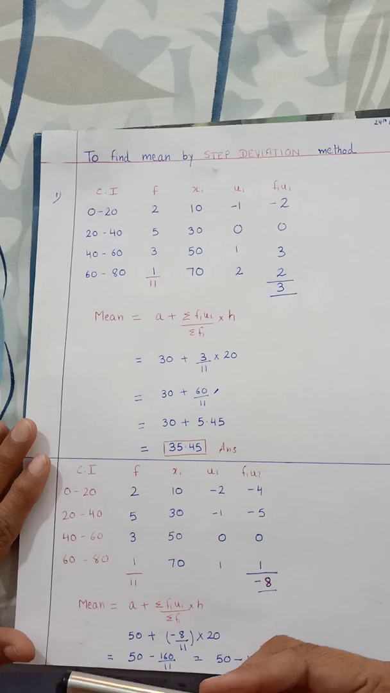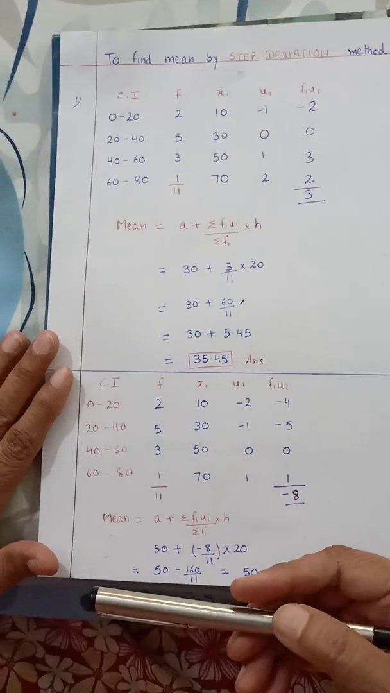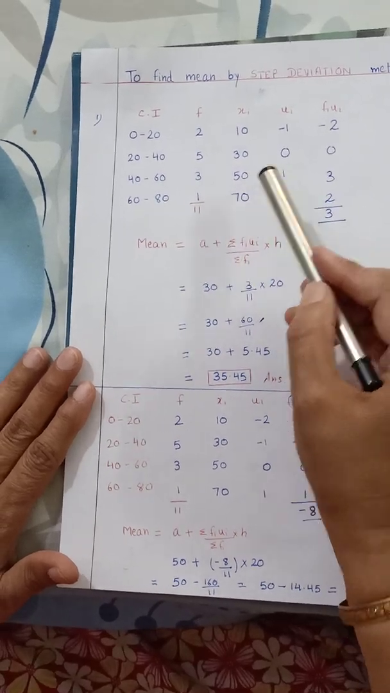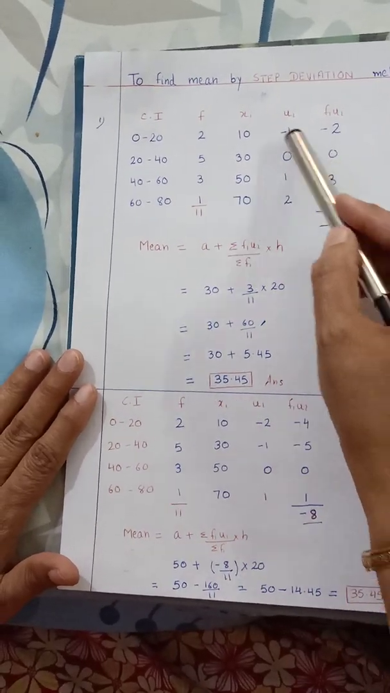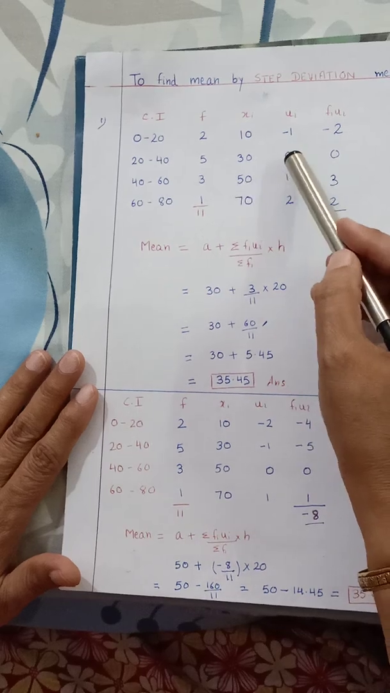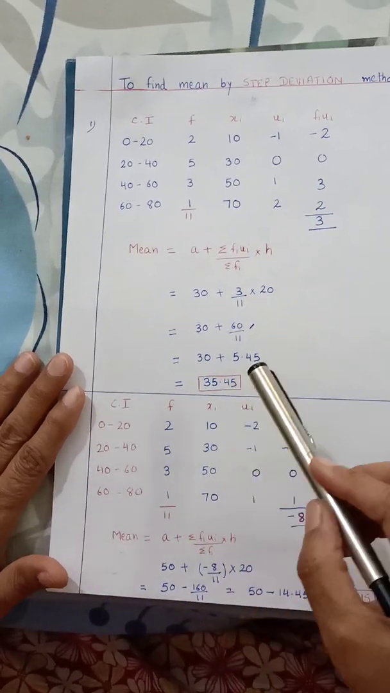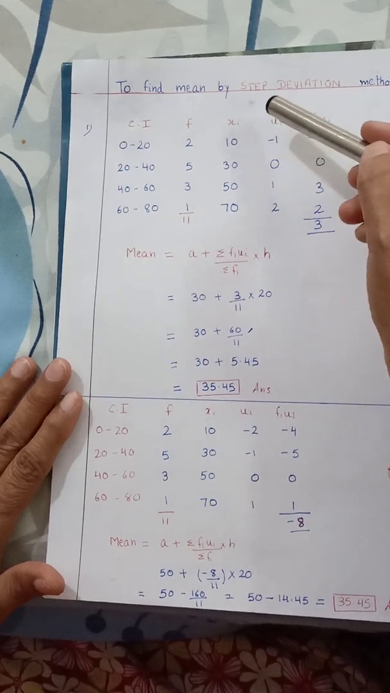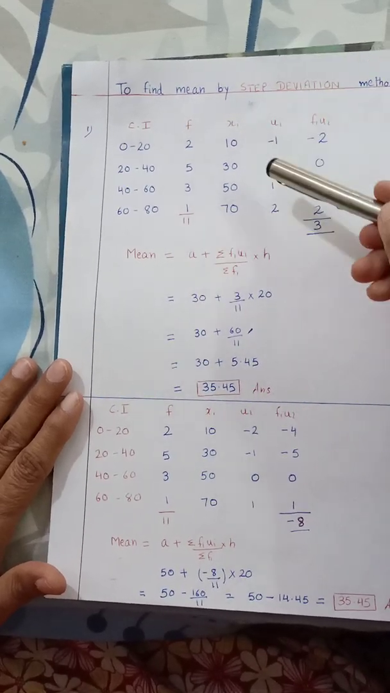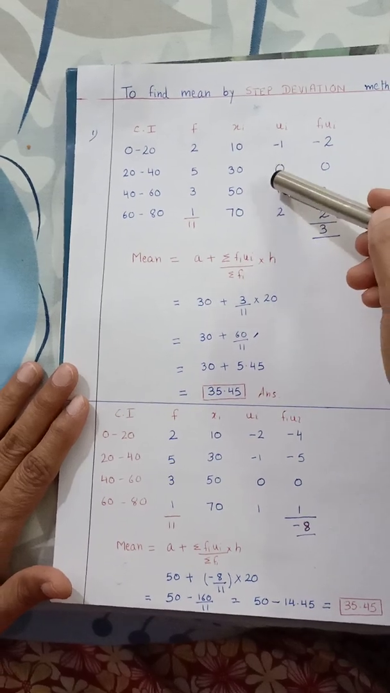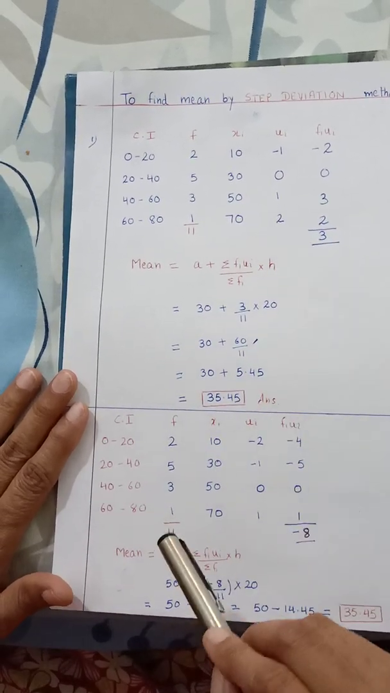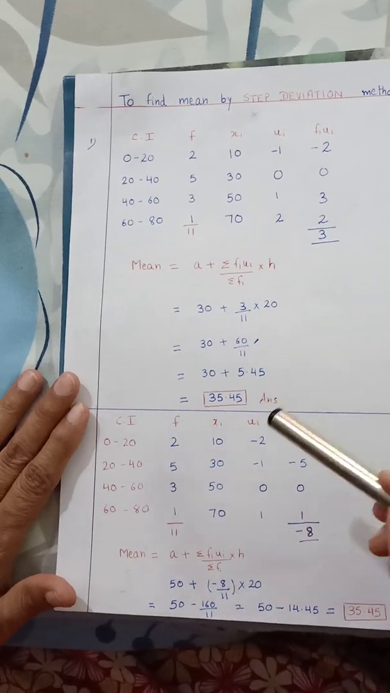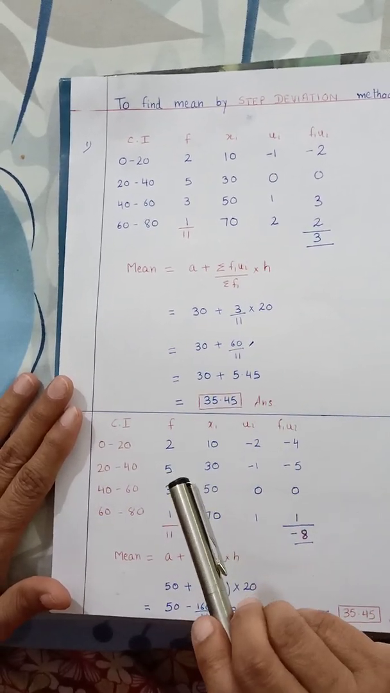We do not know what is A, we do not know what is ui. To understand ui, we will be writing 0 against any of the xi in the middle. Above it we write -1, and if there are more class intervals, then -2, -3, -4, and below 0 we will be writing 1, 2, 3, 4. What is this ui? I'll explain after solving 2-3 questions.